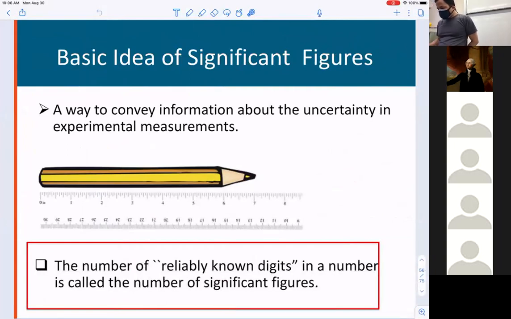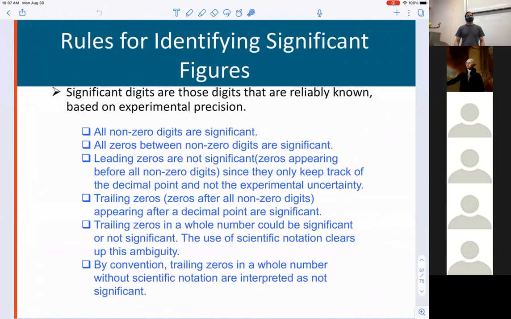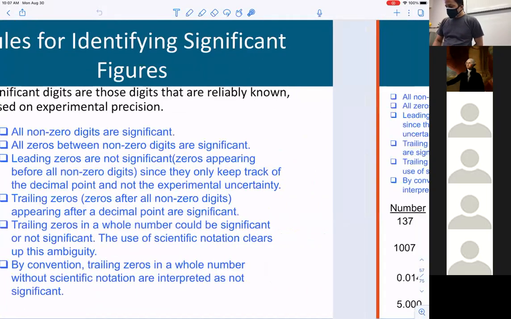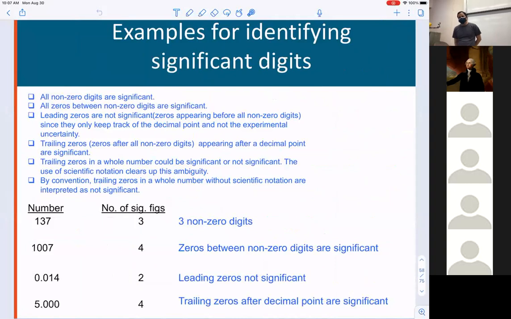So the number of reliably known digits in a number is called the number of significant figures. And the idea here is that you typically only want to write down those digits that are, quote unquote, reliably known. So you don't want to put extra digits in a number that you don't know reliably. So that's basically the rules for significant figures. There's a bunch of rules here, which I'll go over just by looking at examples rather than reading them out loud. So let's look at some examples here.